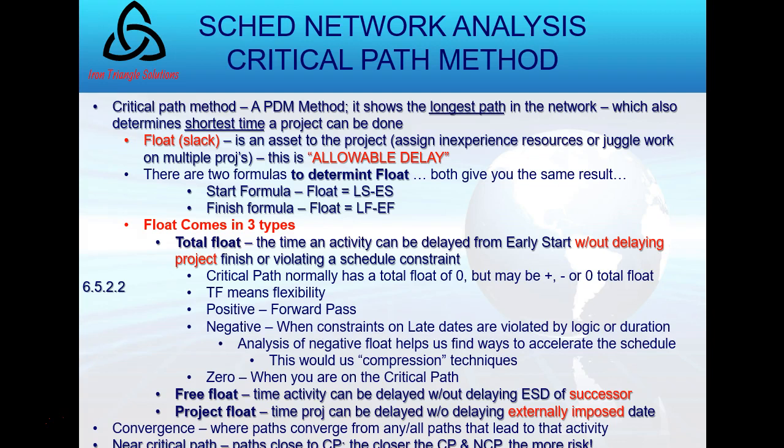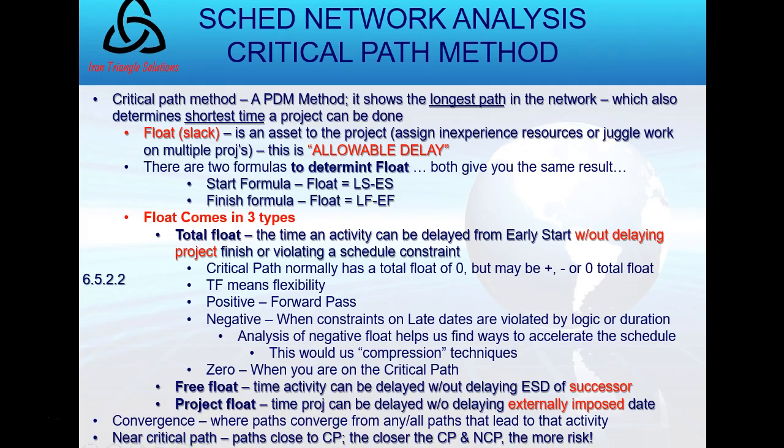Now, float comes in three types. There's total float, free float, and project float. Total float is the time I can delay any particular activity without delaying the project finish date at the very end. Free float is the time I can delay any particular activity without delaying the early start date of the very next activity or the successor. And then there's project float. This is an externally imposed date on your project. That's called project float. Those definitions, very important if you're going to take the certification exam.